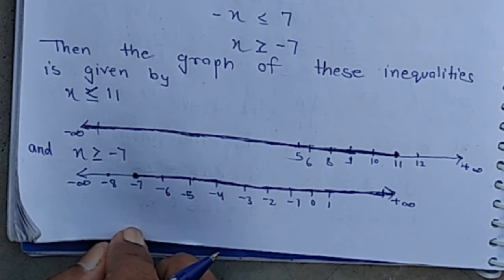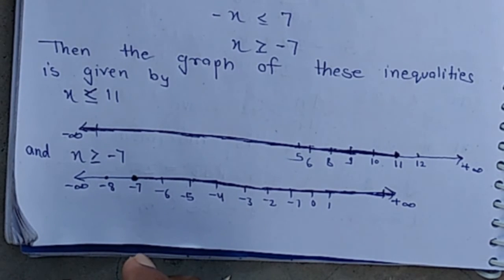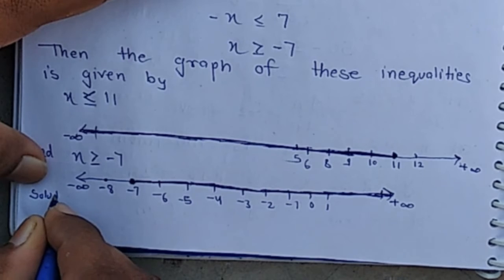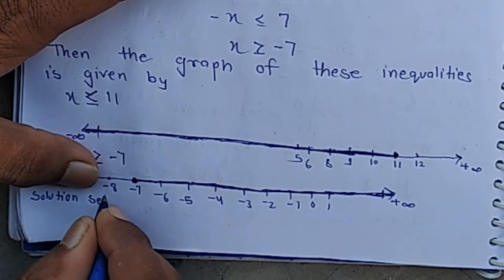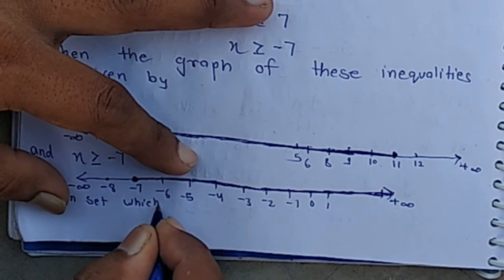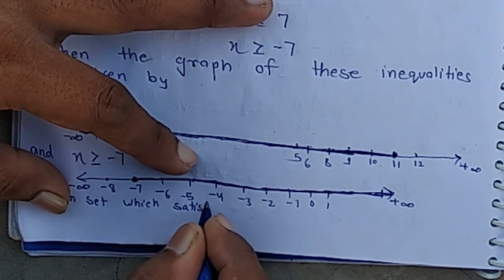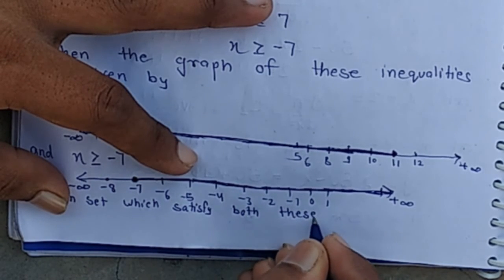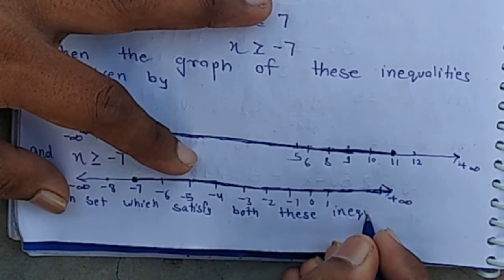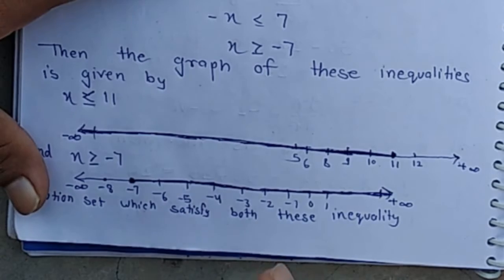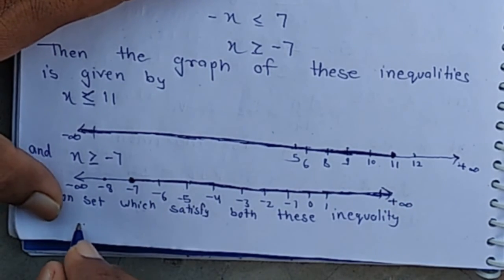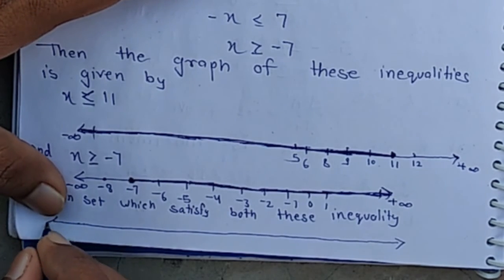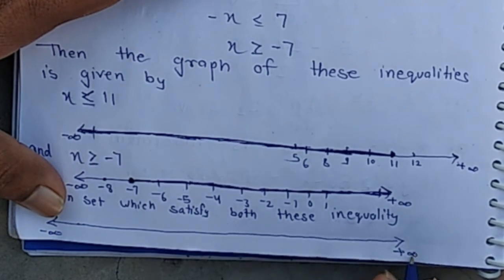Then the solution set which satisfies both these inequalities is obtained by this graph. We have minus infinity, plus infinity.